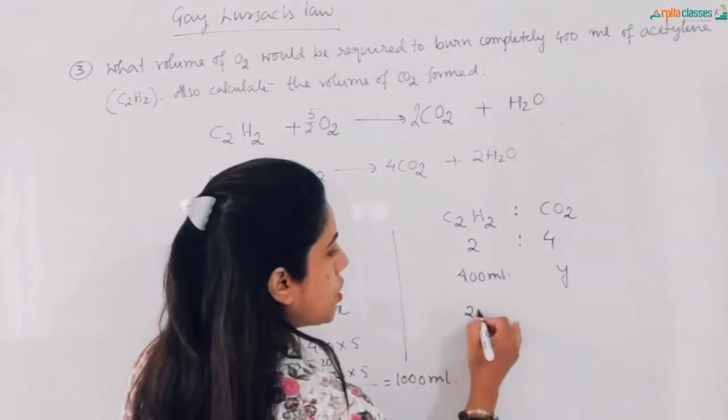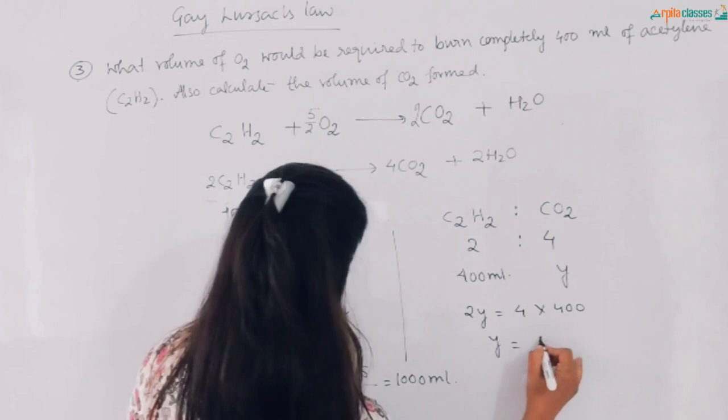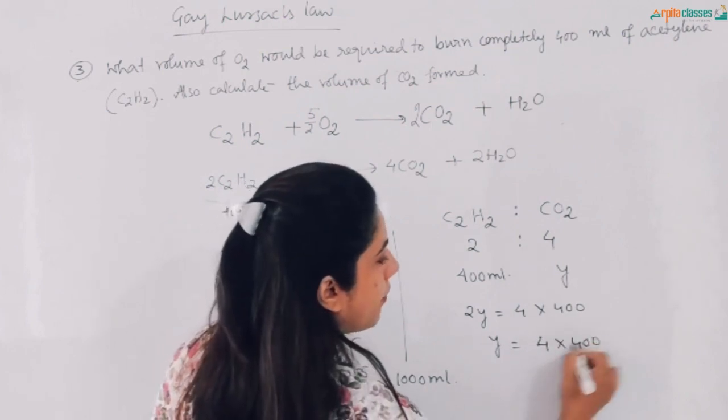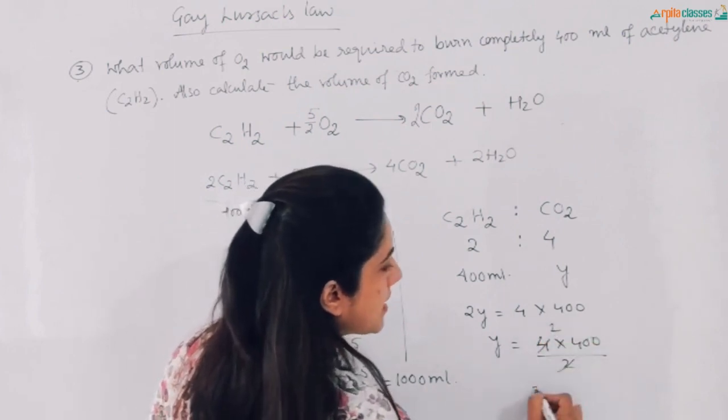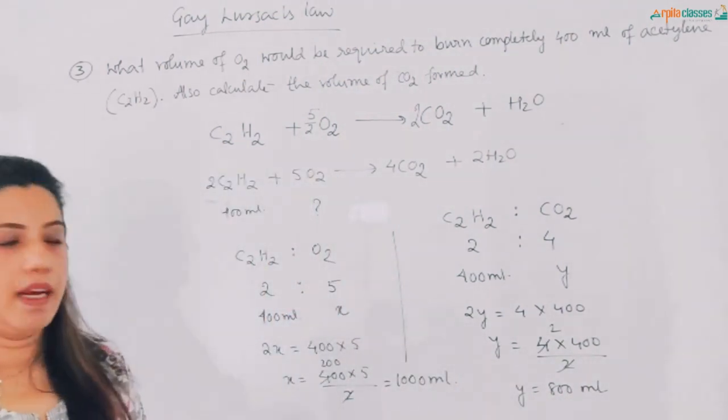Cross multiply again. 2y is equal to 4 into 400. So y is equal to 4 into 400 divided by 2. This is getting cancelled, 800 milliliter. So carbon dioxide formed is 800 milliliter.